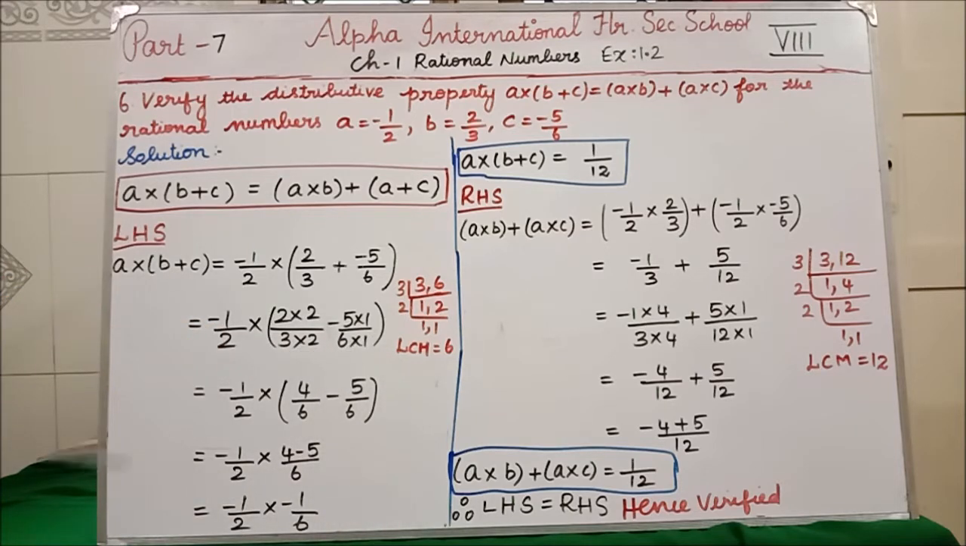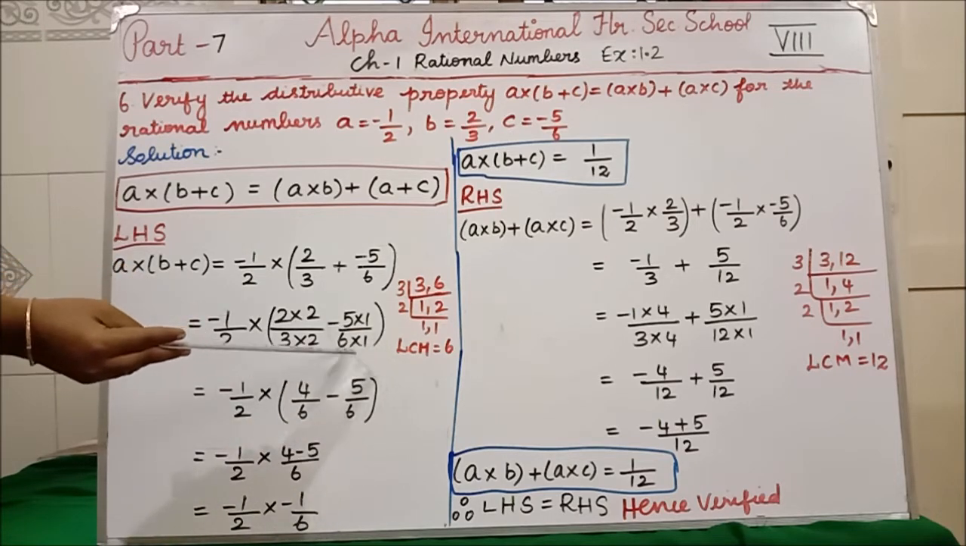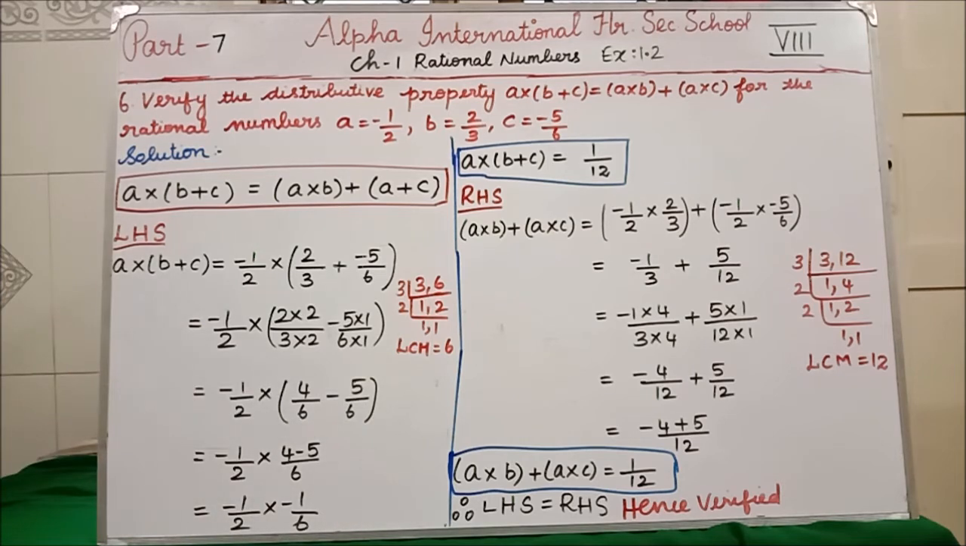Clear? Minus, next step, minus 1 by 2 into, 2 2s are 4 divided by 3 2s are 6, minus 5 1s are 5 divided by 6 1s are 6. Clear? Now you see, the denominator has become 6 and 6. So now we can do it easily. So next step, minus 1 by 2 into, one denominator as 6. What numerator do we have? 4 minus 5. Clear, all of you?